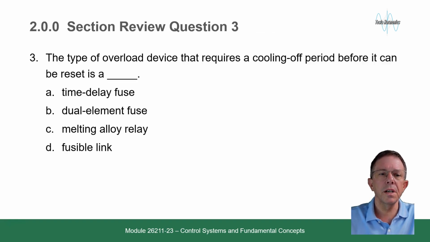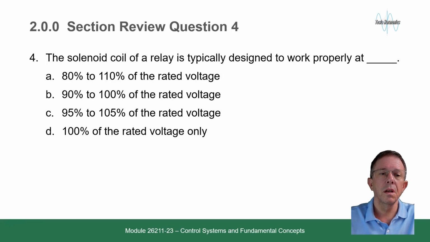The type of overload device that requires a cooling off period before it can be reset is a time delay fuse, a dual element fuse, a melting alloy relay, or a fusible link. That would be a melting alloy relay. The solenoid coil of a relay is typically designed to work properly at 80 to 100% of the rated voltage, 90 to 100%, 95 to 105%, or 100%. That's going to be 80 to 100% of the rated voltage.